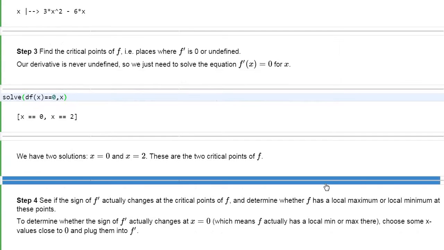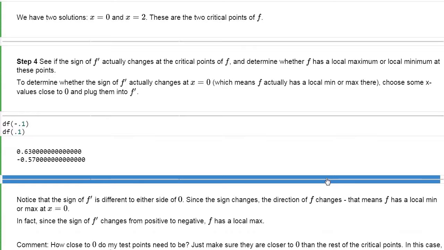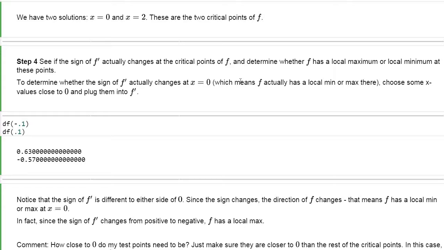Now I want to see if f actually does change direction, so the next step is to choose some x values that are close to these and see if the sign of f prime actually changes. So let's start with x equals 0. I'm going to choose some x values nearby. I chose negative a tenth and positive a tenth. The first one is to the left of 0, the second one is to the right of 0. And here are the outputs from the derivative.